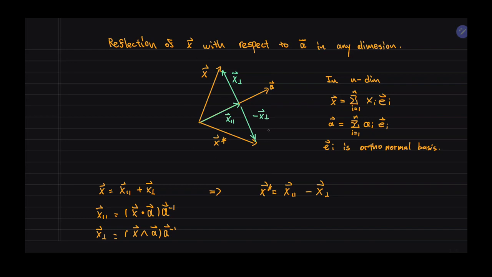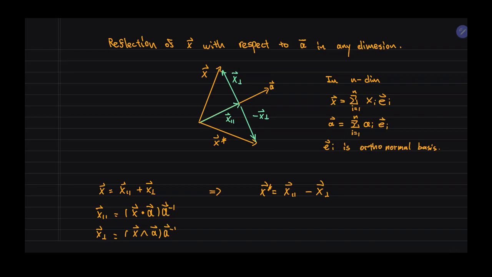And here is a drawing in 2D. We start with a vector x, and we have a vector a here. From the last video, we showed how we can decompose vector x with respect to vector a. Then we get the vector x parallel to vector a, and vector x perpendicular to vector a.